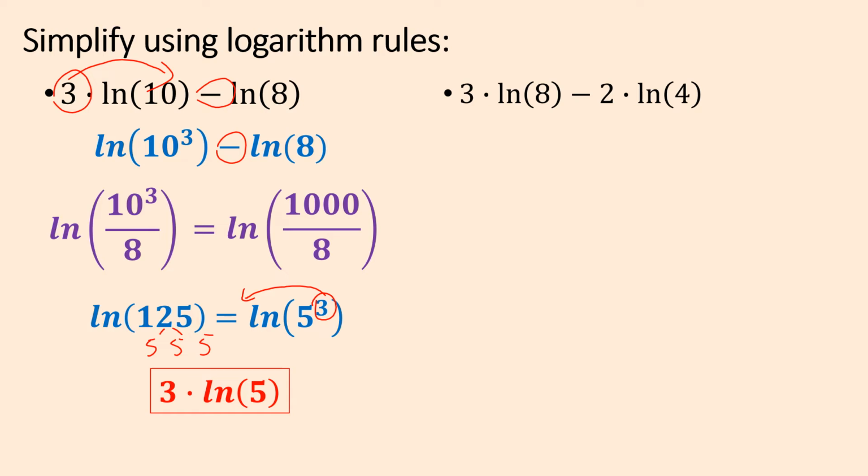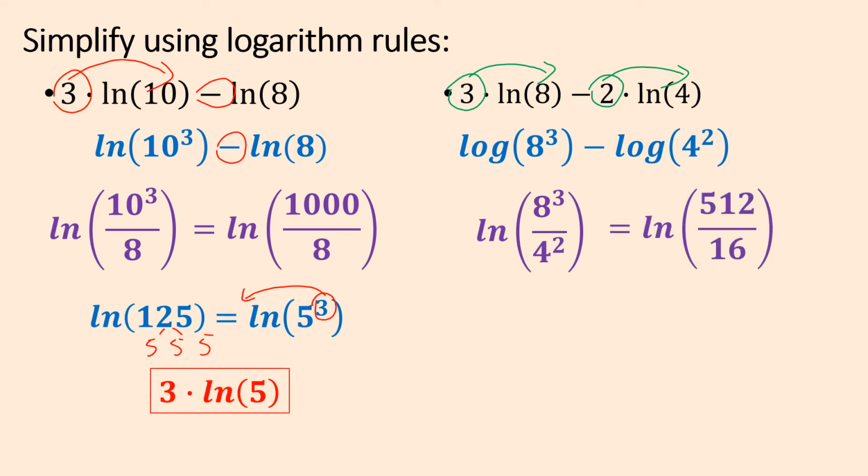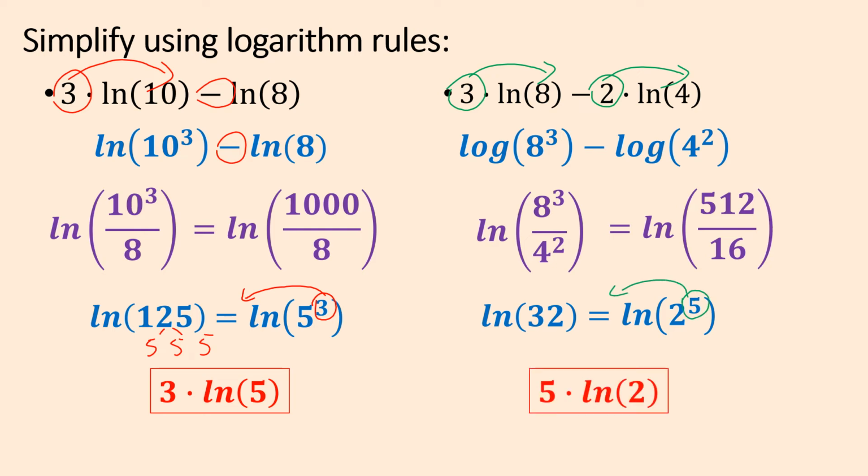Same thing with this next one. Take this 3, move it up top. Take this 2, move it up top. Natural log of 8 cubed minus natural log of 4 squared. Minus turns into division. 8 cubed over 4 squared. And let's expand both those numbers out. So 8 cubed is 512. 4 squared is 16. Divide those, we get 32. And 32 we can do a factor tree on. We'd get a bunch of 2s, 5 of them to be specific. So natural log of 2 to the 5th. This 5 moves out front. 5 times natural log of 2.